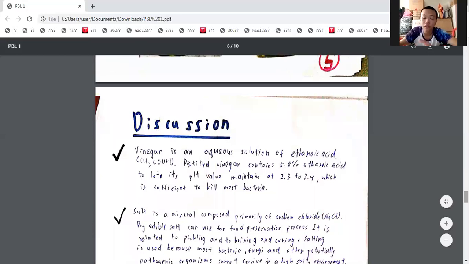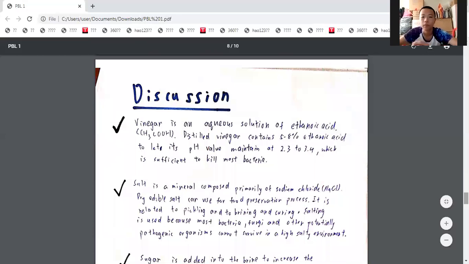The discussion of my PBL. Why should we use vinegar? Vinegar is an aqueous solution of ethanoic acid, CH3COOH. Distilled vinegar contains 5 to 8% of ethanoic acid, so its pH value is maintained at 2.3 to 3.4, which is sufficient to kill most bacteria.